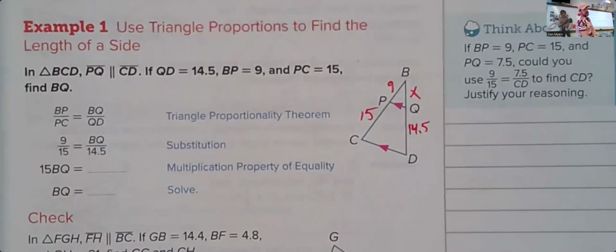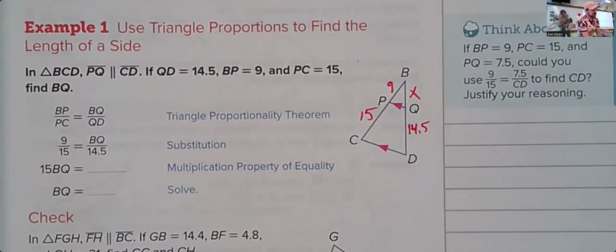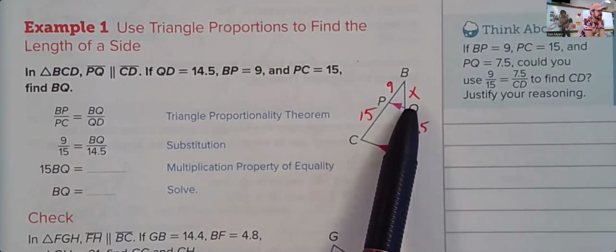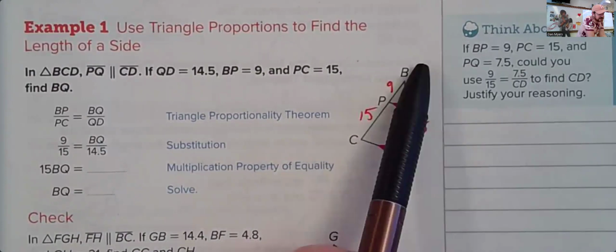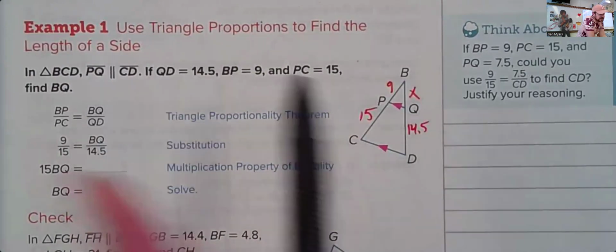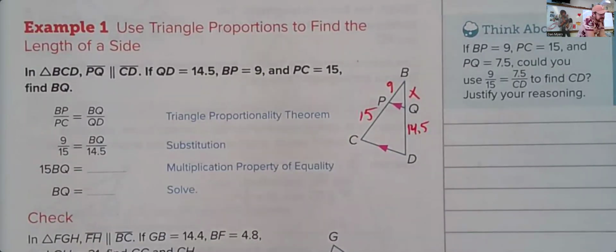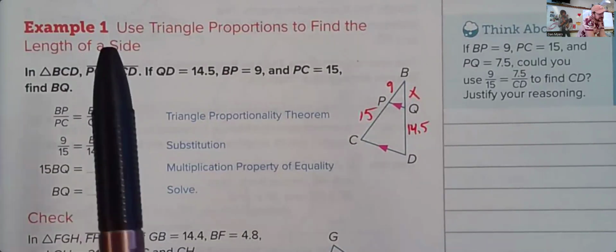So we are going to be using the triangle proportionality theorem, which says if you have a line that is parallel to one side of a triangle and it intersects the other two sides of the triangle. So that would be PQ that we're talking about here. It's parallel to CD. It intersects BC and BD. So everything's good so far. It divides the sides into proportional lengths.